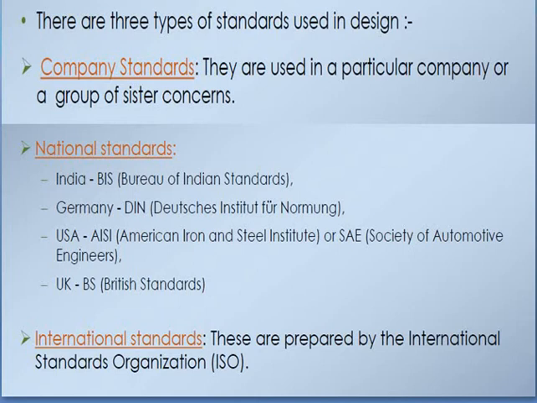Next we have the national standards. In the national standards we have BIS, that is Bureau of Indian Standards, which is used by our nation India. Next we have Germany, where we have DIN, and next in the USA we have AISI, that is American Iron and Steel Institute, or we have SAE, that is Society of Automotive Engineers. Next in the UK we have BS, that is British Standards.